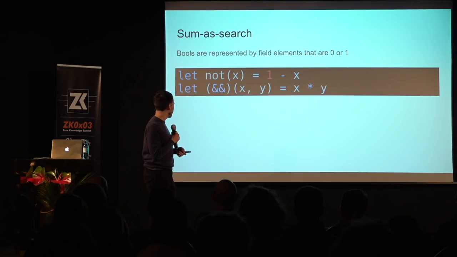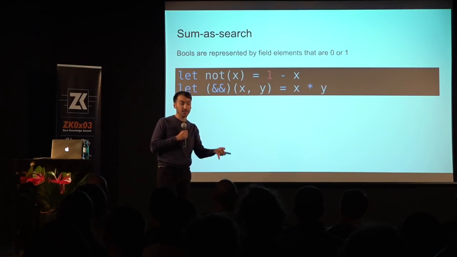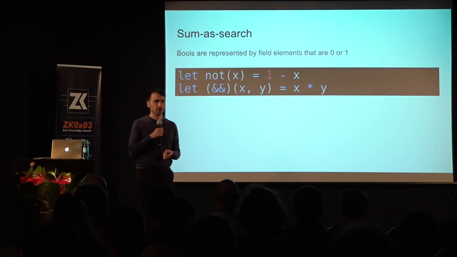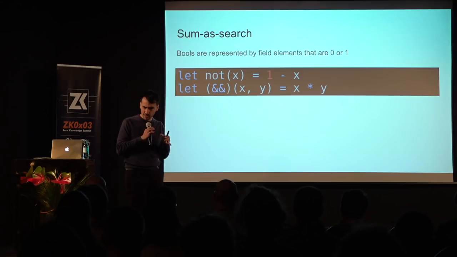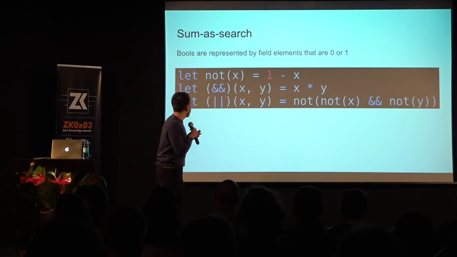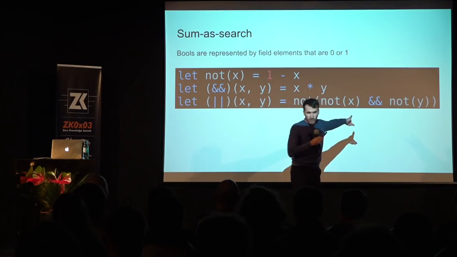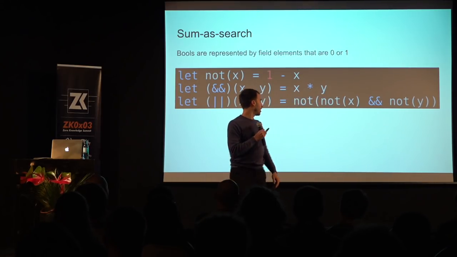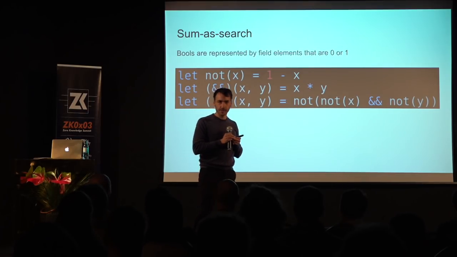We got and. It's just multiplication, right? Because 0 times anything is 0, like false and anything is false. And true is 1, so it's 1 times 1. Make sense? Okay. And then, if you have not and and, you can do or, for example, with De Morgan, I guess it's called. So, x or y is true if they're not both false, right?